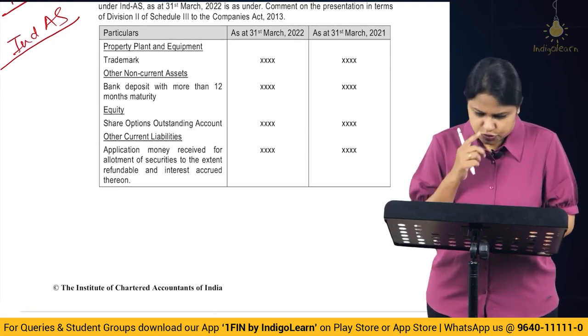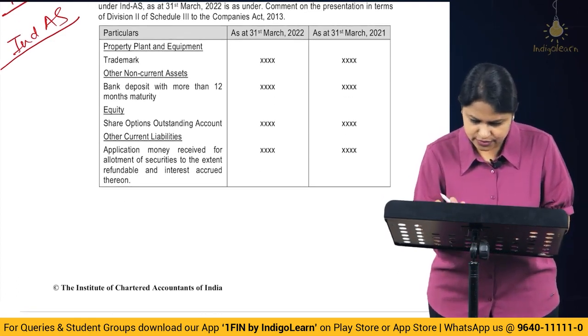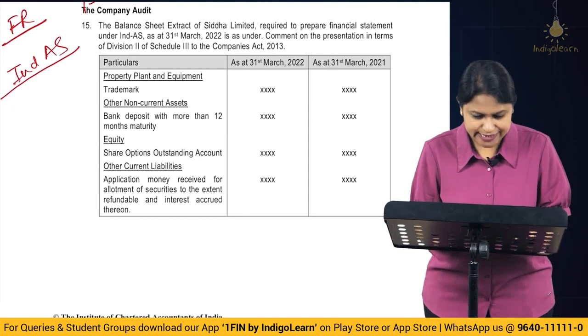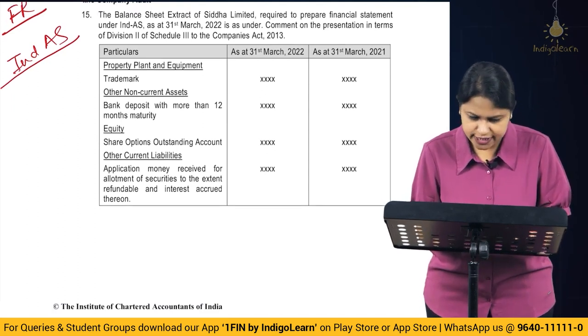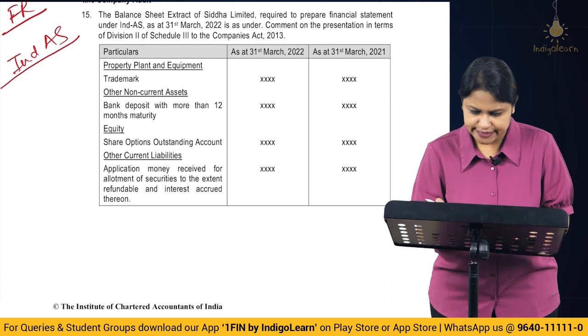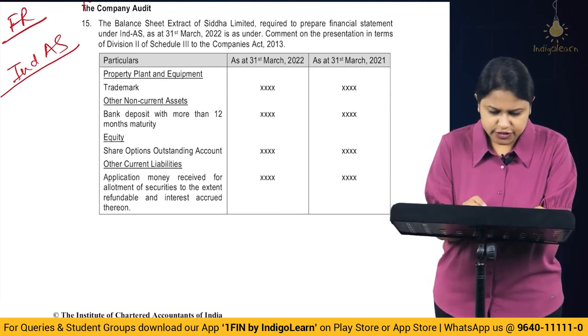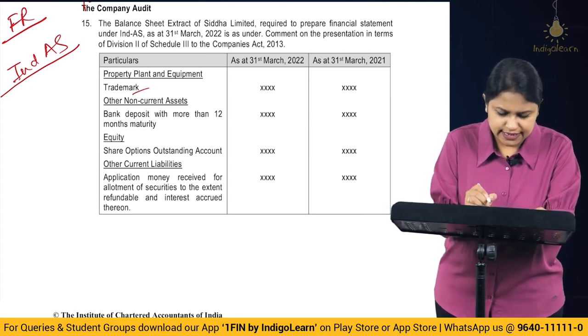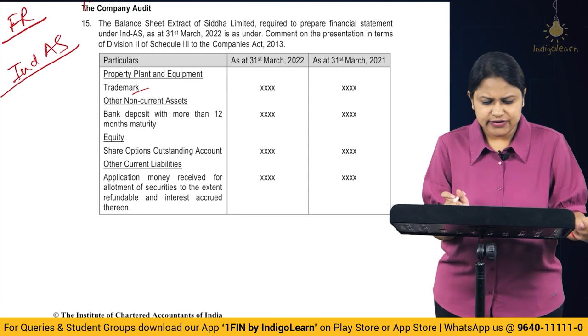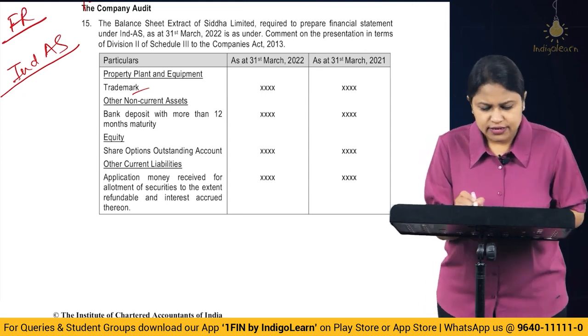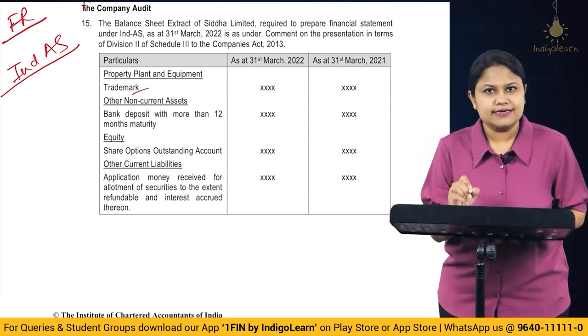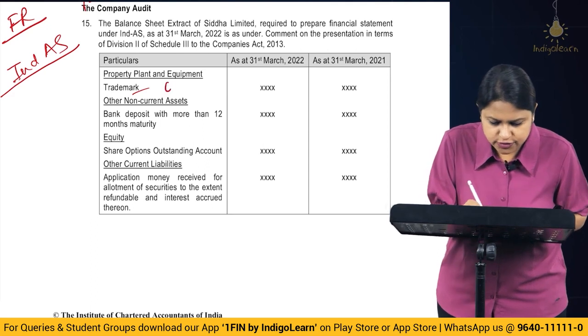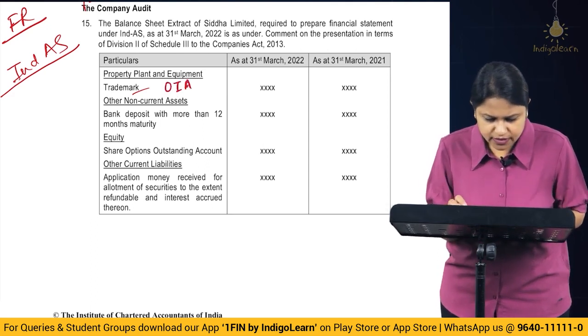Here we have the presentations given to us. We have to identify the misstatements, or the presentations which have happened wrongly. So let's take them one by one. First of all, under property, plant and equipment, they have categorized trademark. That is not right, it has to come under other intangible assets. Specifically, under Division 2 of Schedule 3, trademark will be classified under other intangible assets. So the first is going to be other intangible assets.